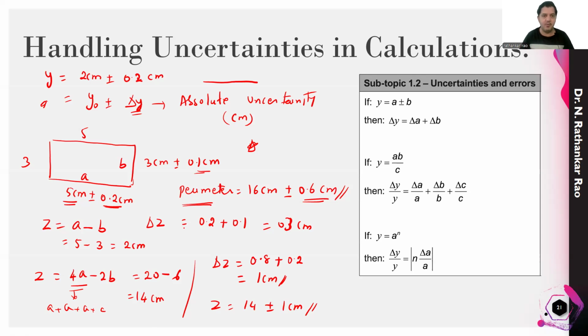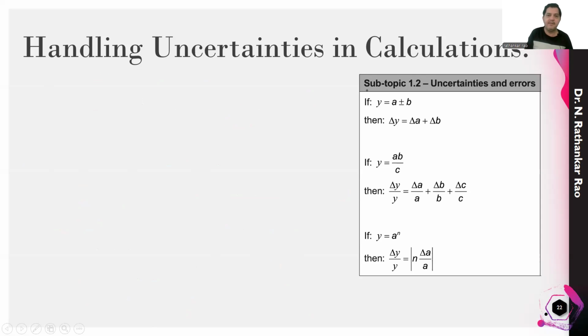Okay. Now let me move on to the next slide, because we have three more uncertainties. One is your absolute uncertainty. The next one is relative uncertainty. The third one is fractional uncertainty. So far what we have seen is only about the absolute uncertainty. Next, fractional uncertainty. We also call this relative uncertainty. Now, how do you calculate it? This is what you need to know here.